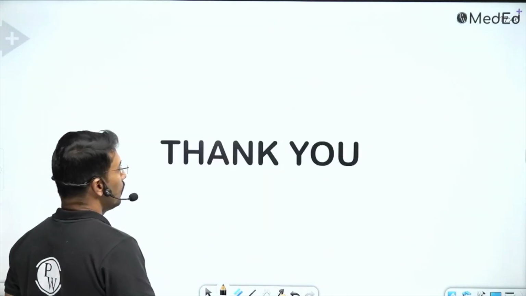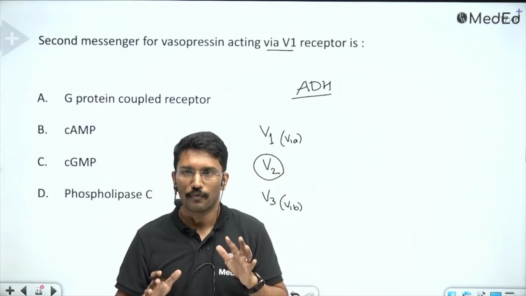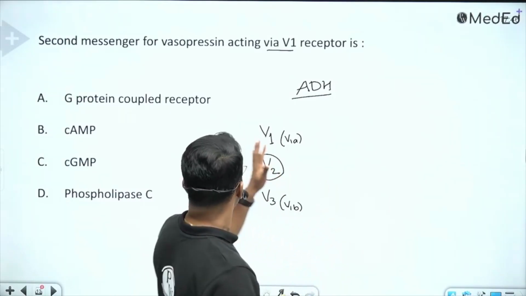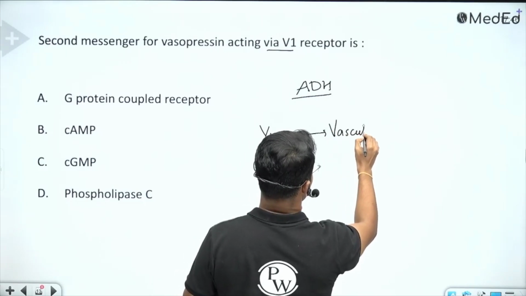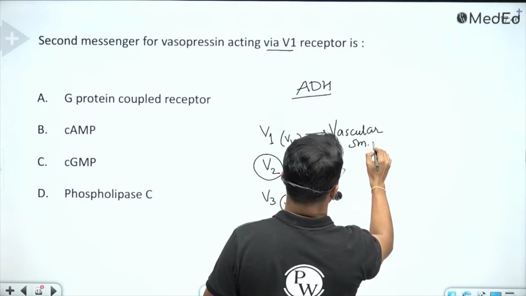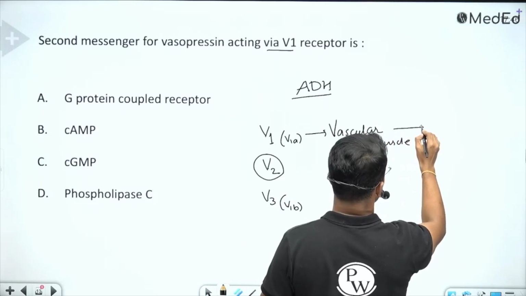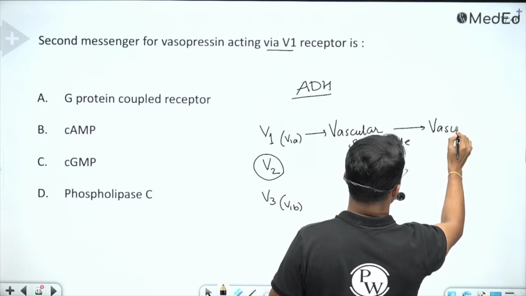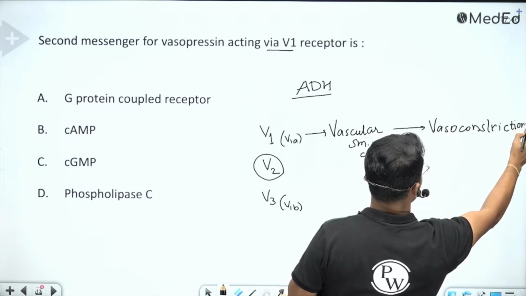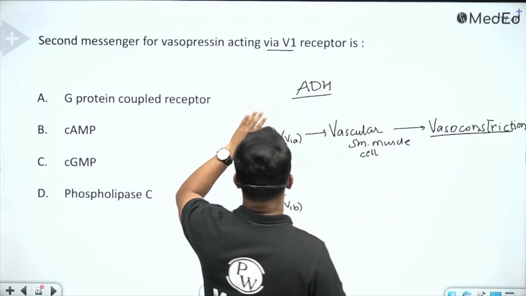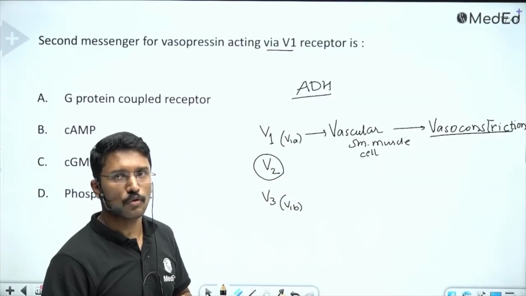Now, what we need to know with respect to the mechanism of action of vasopressin on different tissues is that V1 receptor is primarily expressed in vascular smooth muscle cells, where they cause constriction of these smooth muscles, resulting in vasoconstriction. And when I say that, can I say that vasopressin or ADH increases the blood pressure? That is why the name vasopressin comes into picture, right?